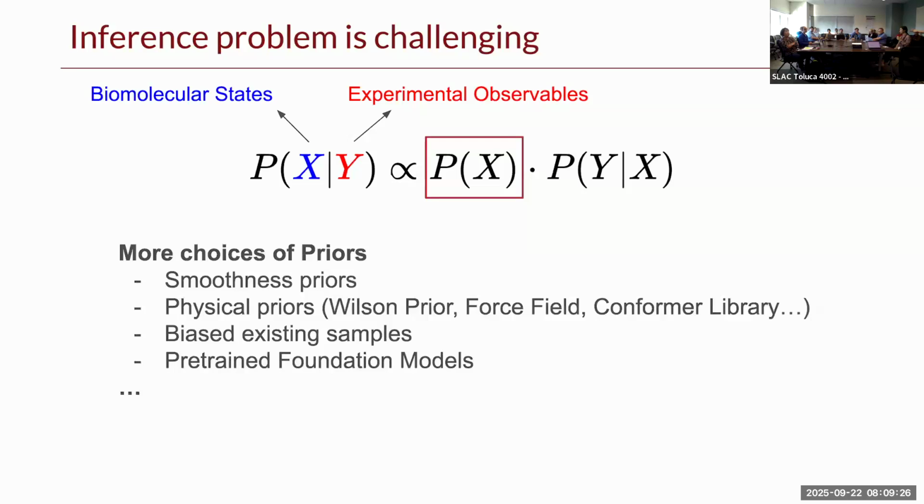We have many physical priors coming from the MD side. We can also use very general arguments like the smoothness priors used by cryo-EM people. And we also have existing samples coming from anywhere, which we can use as biased samples to initialize our sampling. And more excitingly, we have many pre-trained models like AlphaFold2, and all the diffusion models for proteins, which we can use as pre-trained foundation models to help us sample, right?